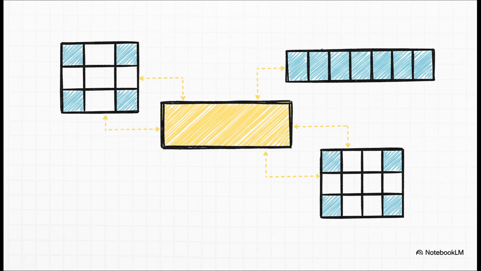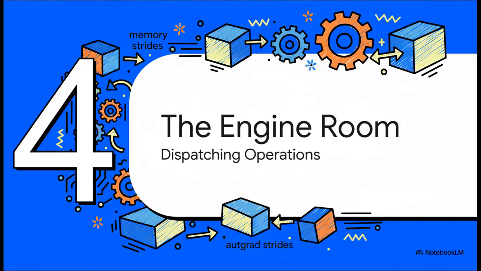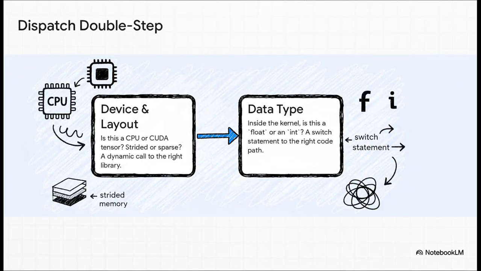And that's exactly why you can have many different tensors or views, all sharing one single storage. Okay, so we've got the data structure down, but what happens when we actually do something with it, like when we call torch.add? Well, now we're heading into the engine room to talk about something called dispatch. Think of dispatch like a really smart two-step routing system.